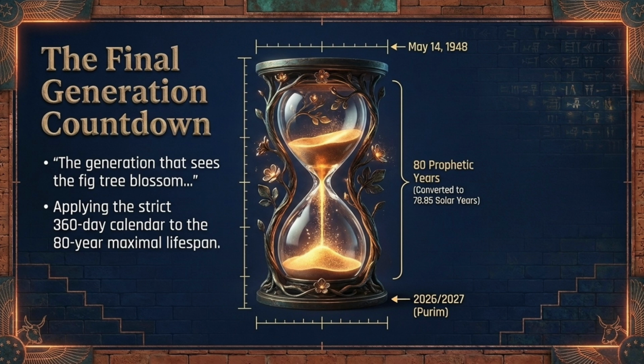No, that consistency is crucial because it changes the date. 80 prophetic years of 360 days translates to roughly 78.85 of our actual solar years. Oh, wow. Okay, so if you add 78.85 solar years to May 14th, 1948, the countdown doesn't end in 2028. It lands squarely in 2026 or 2027. Exactly. In fact, one member of the study group calculates the exact days and lands on March 21st, 2027.